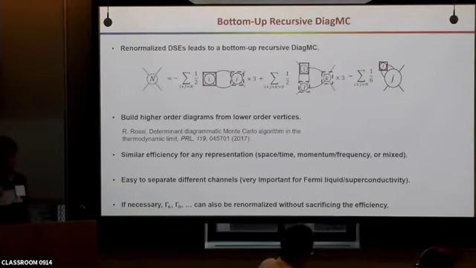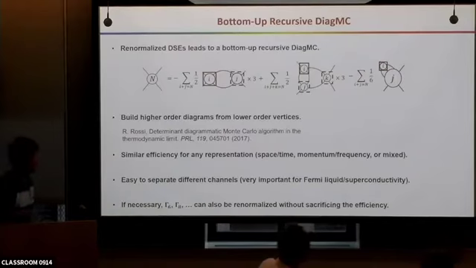So it's following a similar essence as Ricardo's determinant algorithm. However, the difference is that with the Ricardo algorithm, you generate overcomplete diagrams and subtract the disconnected pieces. Here you build the diagram from low orders to high orders. So it's a bottom-up recursive algorithm, and it will have a similar efficiency for different representations, like space-time, momentum-frequency, or mixed. Does not matter.